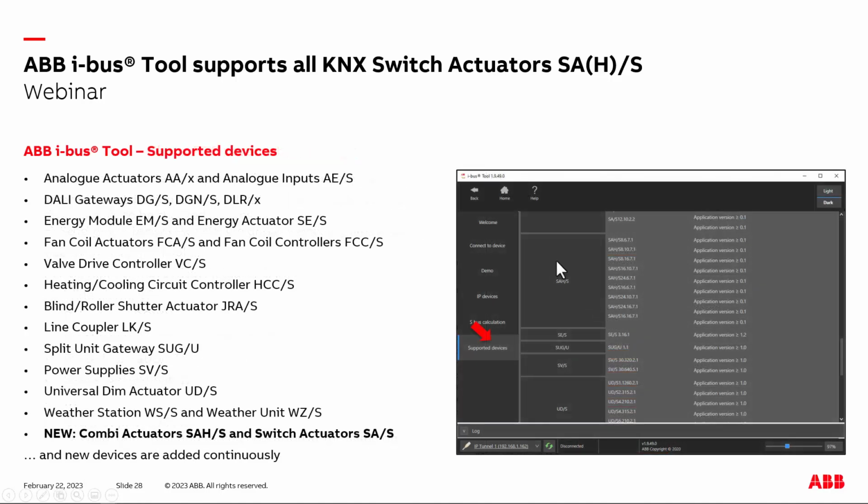So the devices which are supported by the iBus tool in this version, for example, at the latest version, are our analog actuators, the DALI gateways, energy module, fan coil actuator, fan coil controller, valve drive controller, line coupler. With the iBus tool, for example, you can also read out the filter table of a line coupler, which is also sometimes important when a telegram does not pass a line coupler, then you can read it out via the iBus tool.